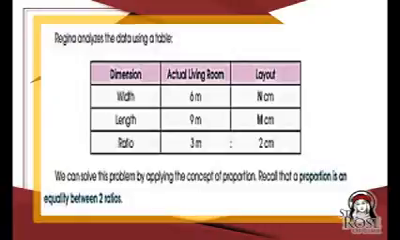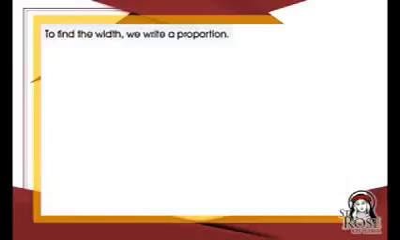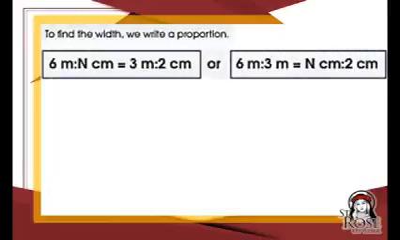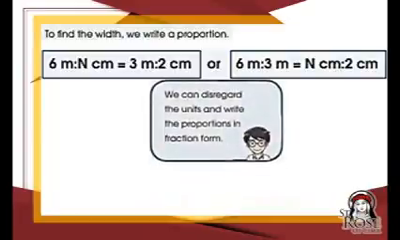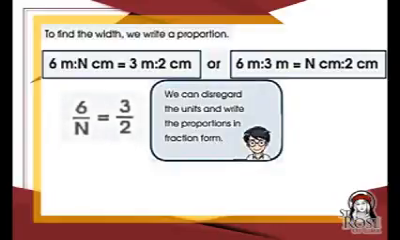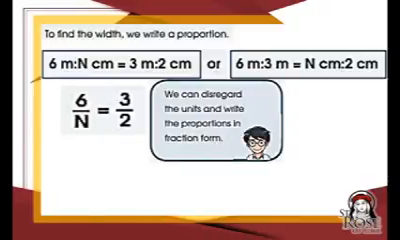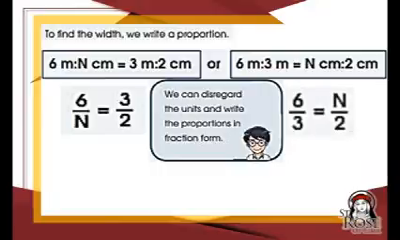Recall that a proportion is an equality between two ratios. To find the width, we write a proportion. We can use 6m is to n centimeters is equal to 3m is to 2 centimeters, or we can also use 6m is to 3m is equal to n centimeters is to 2 centimeters. We can disregard the units and write the proportions in fraction form. So we can have 6 over n is equal to 3 halves, or we can also use 6/3 is equal to n over 2.